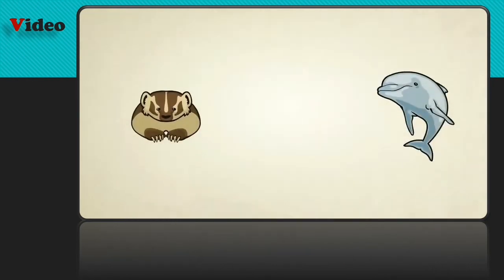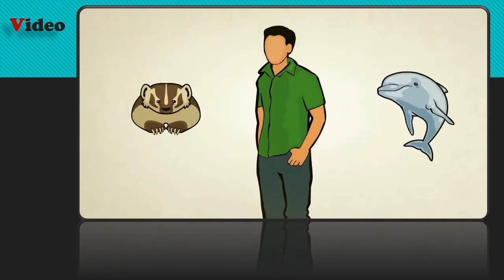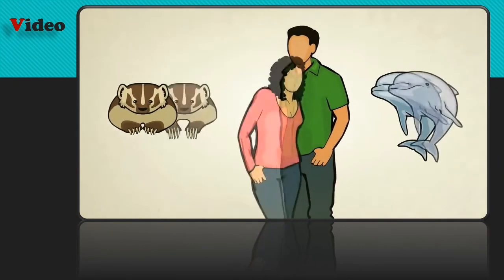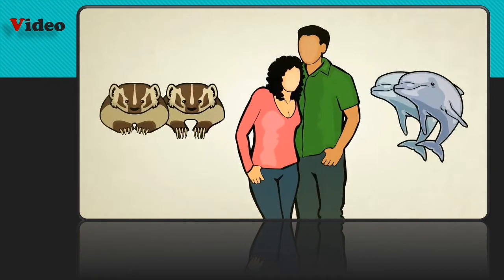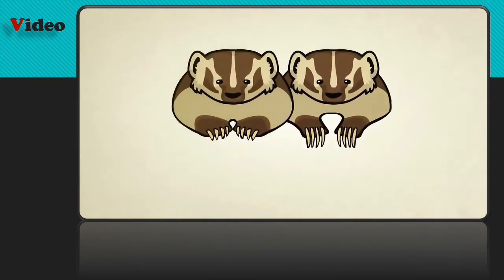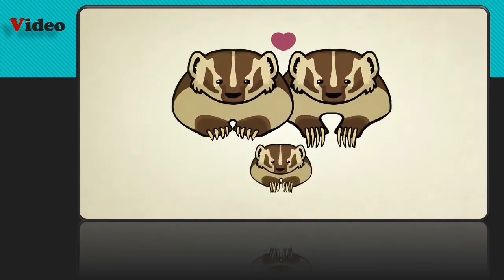Reproduction for dolphins and badgers and people is a little more complicated. We have to find ourselves a partner. When two badgers get together and fall in love, a sperm cell from the father, which contains a copy of half of his DNA, only half, combines with the egg cell of the mother, which contains half a copy of her DNA. The result is a brand new cell with a complete set of DNA instructions, all the information needed to divide and grow up into a brand new badger.